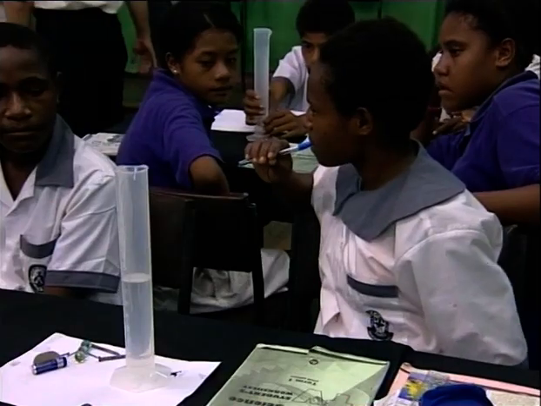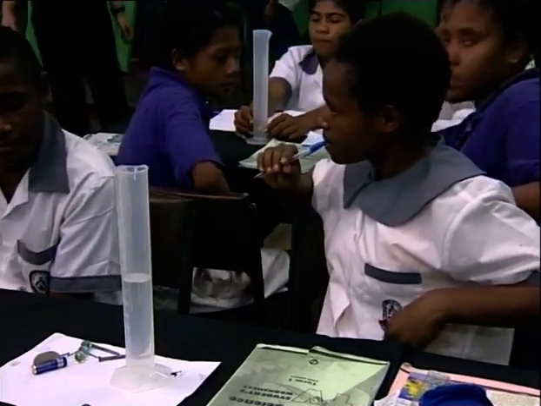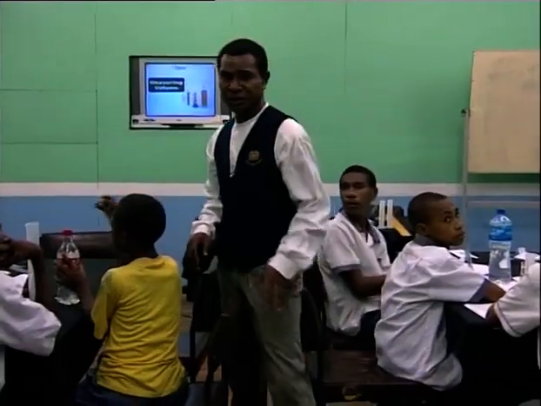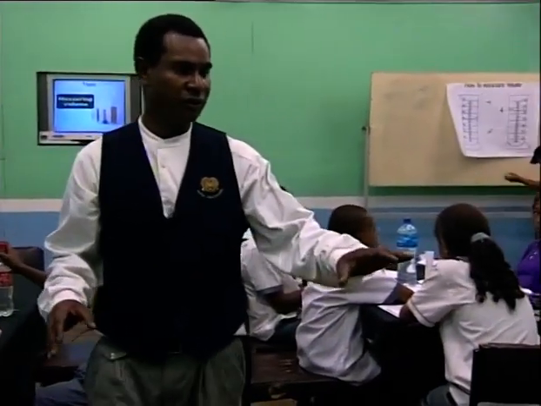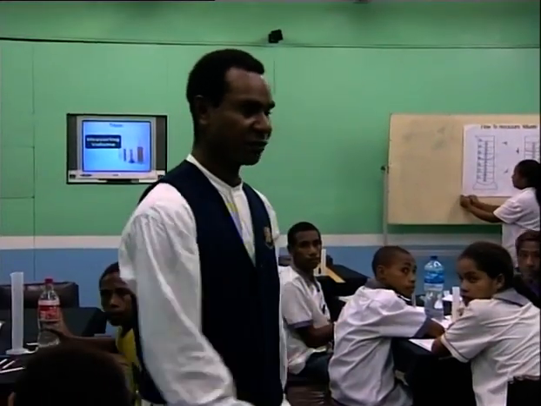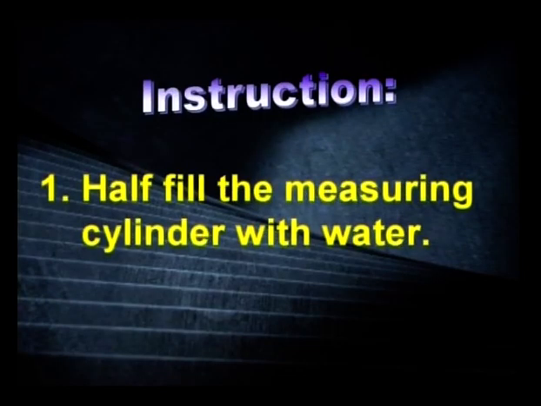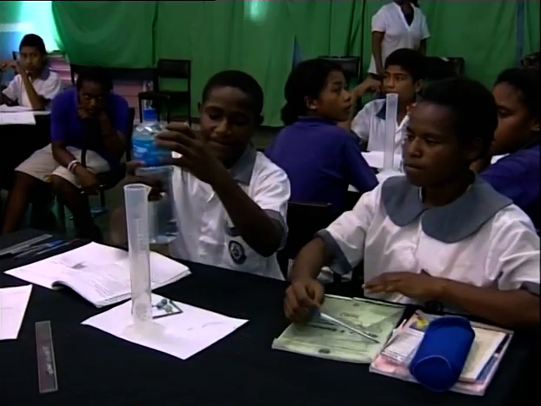Right, group 7 at the back. We will do group 7. The rest of you, let's read the instructions and we will do the example together. Sorry, group 8. Okay, group 8, let's read instruction number 1. Class, what's our instruction number 1? Half fill the measuring cylinder with water. Good.